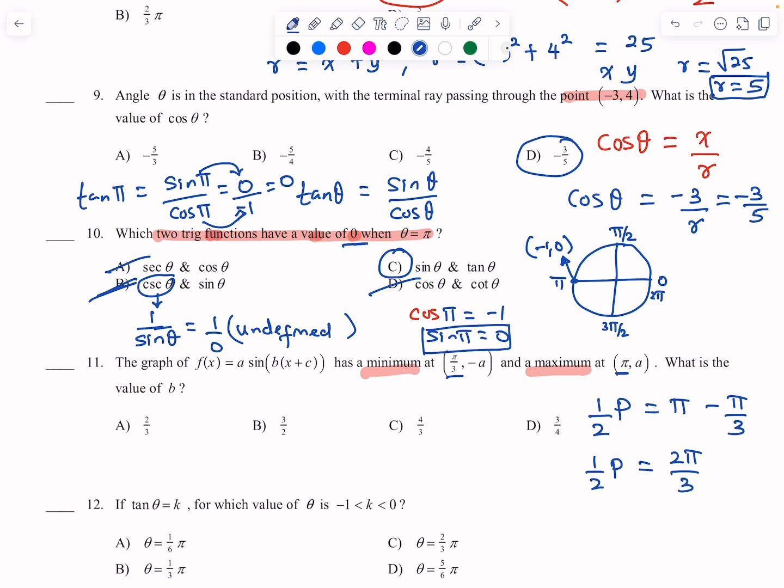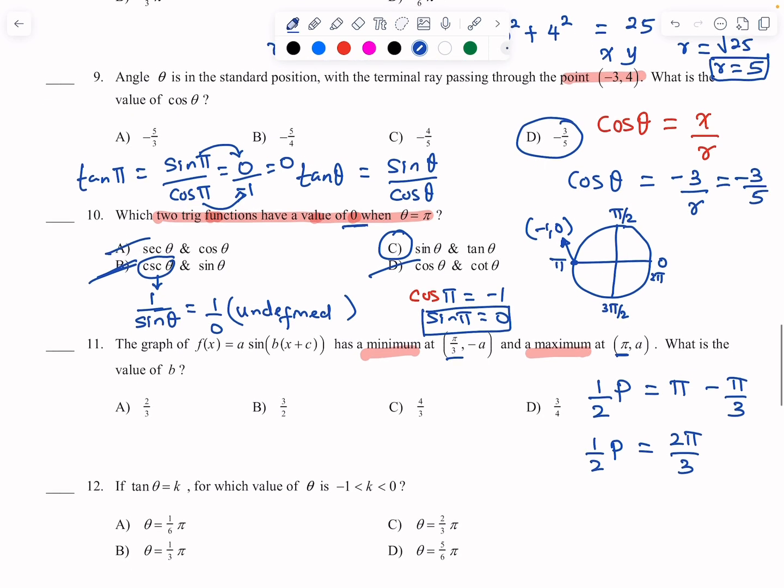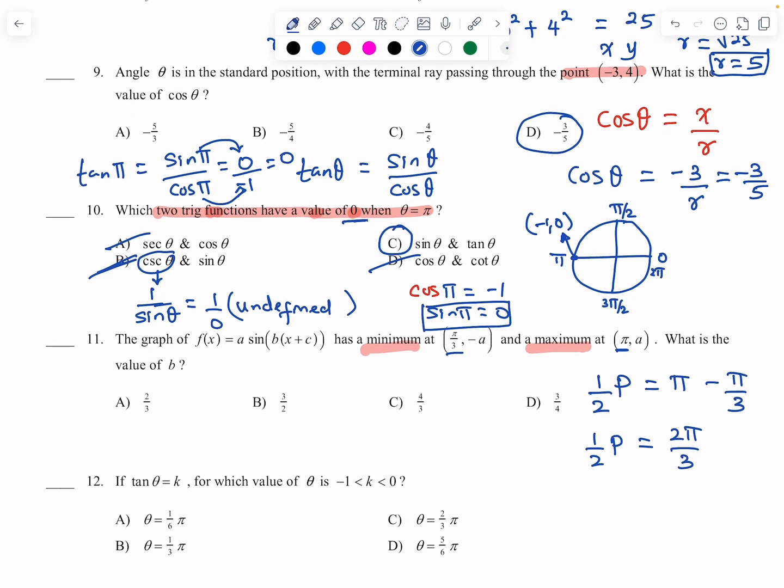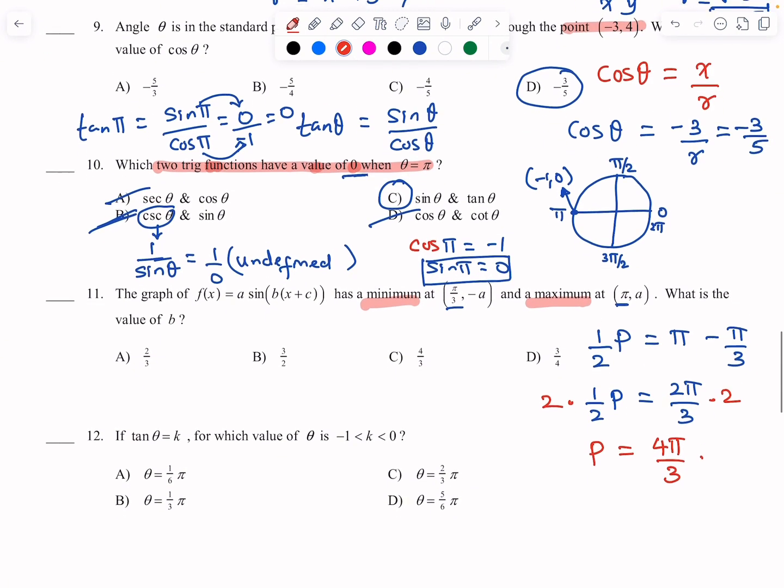And in this case now, I want the period. To find the period, what do we do? Just multiply both sides by 2. So if I multiply both sides by 2, now what do I have? I have my P is equal to 4 pi divided by 3.